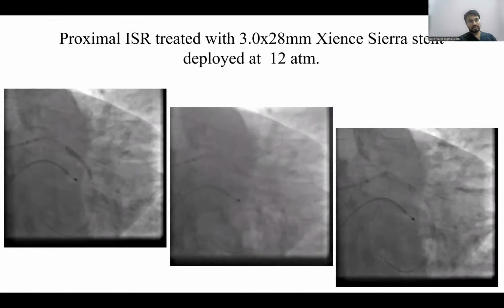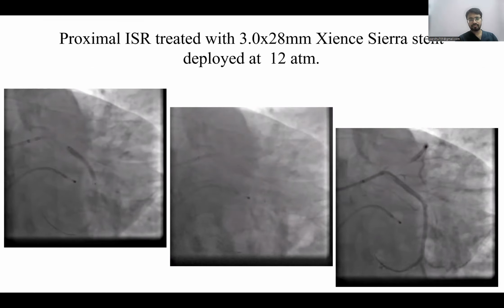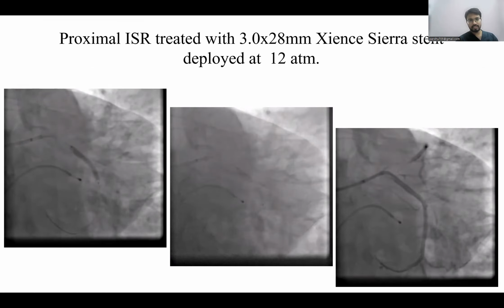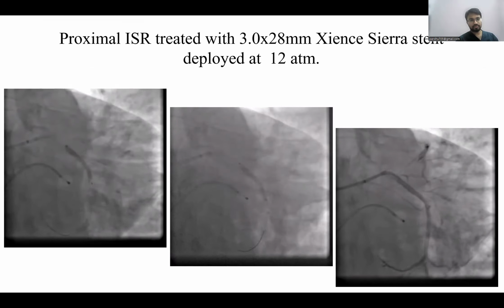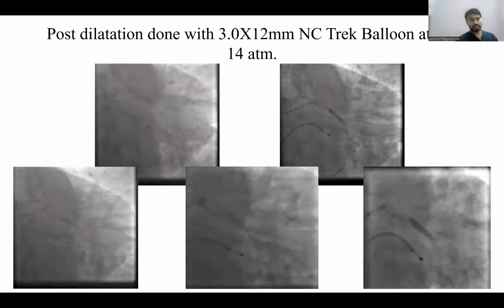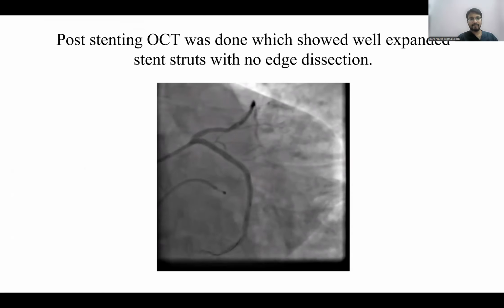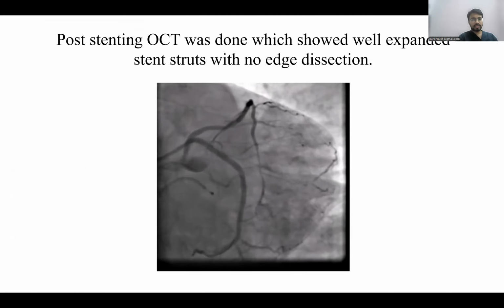With the help of the guide liner, we have stented the proximal part of the stent and mid part of the stent with a 3 into 28 mm Xience Sierra. And after stenting, there is a uniform expansion and there is a good antegrade flow. After that, we have optimized the stent with a 3 balloon at high pressures, that is 3 into 12 mm at 14 to 16 atmospheres all along the stent. And you can see the uniform expansion of the balloon, both proximally and distally.